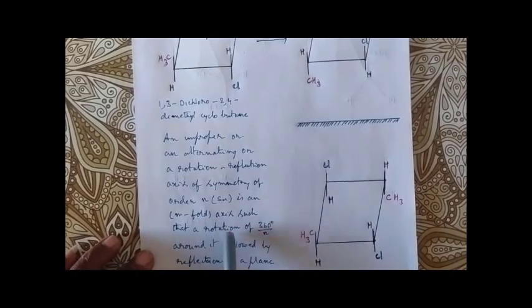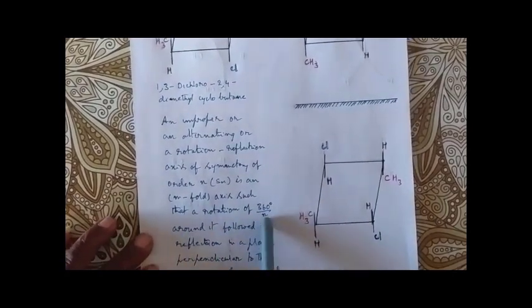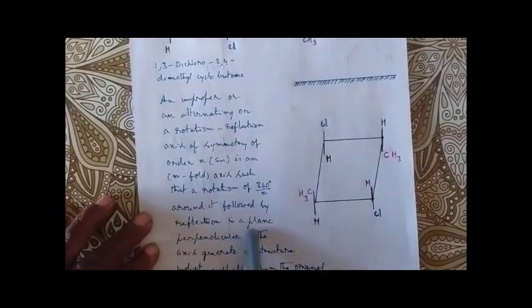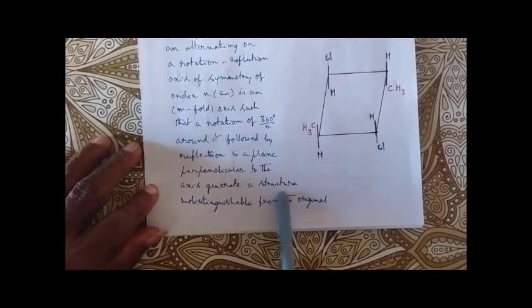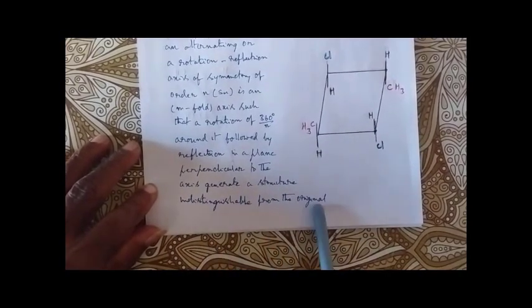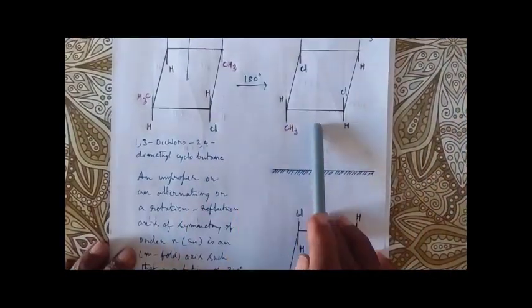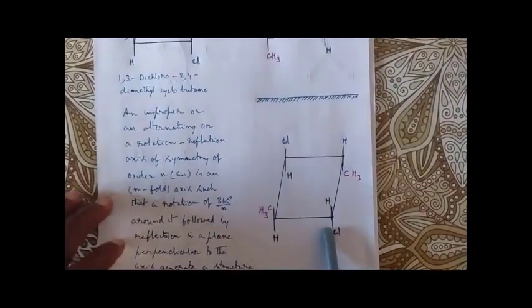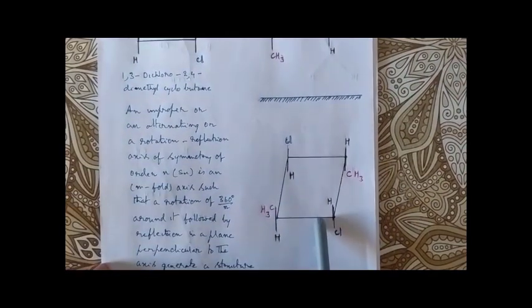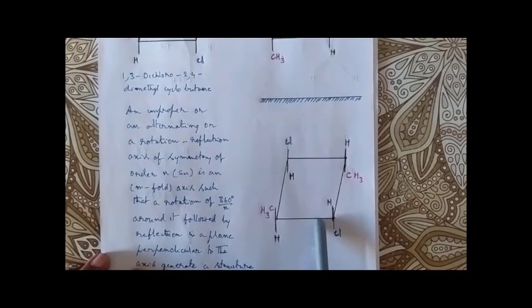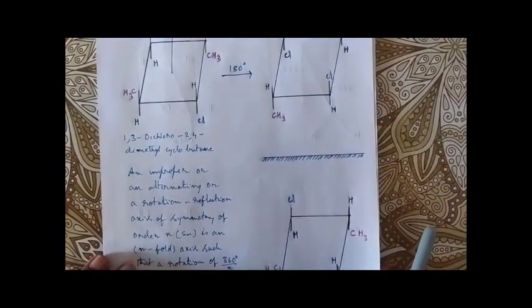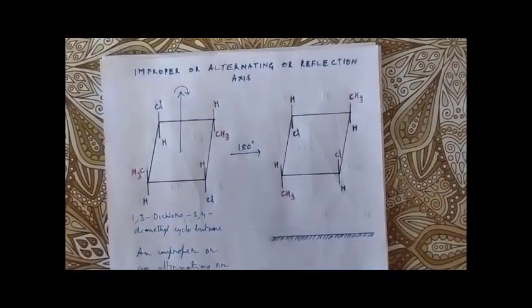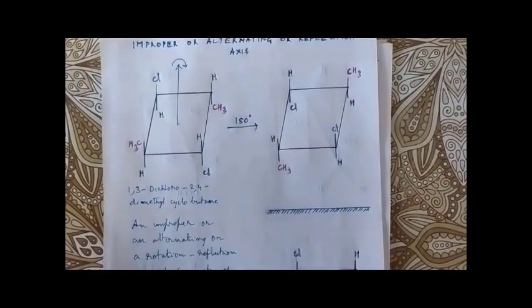Sn means an n-fold axis such that a rotation of 360 by n around it, followed by reflection in a plane perpendicular to the axis, generates a structure indistinguishable from the original one. Therefore, after rotation through a certain angle, the structure obtained is observed in a mirror. The image observed in the mirror is identical to the original one. So such an axis is known as an improper axis or alternating axis or rotation reflection axis.